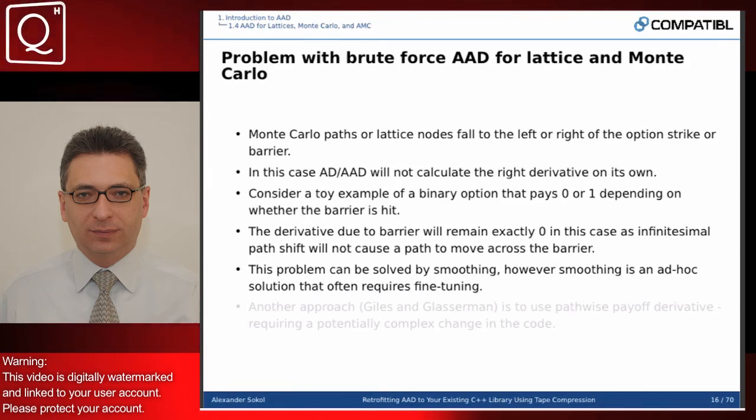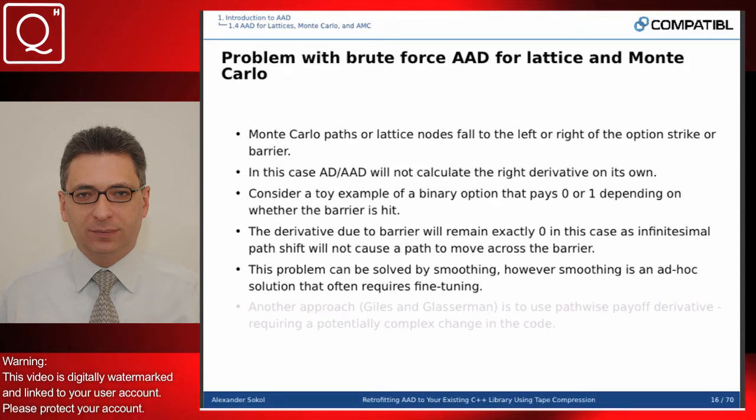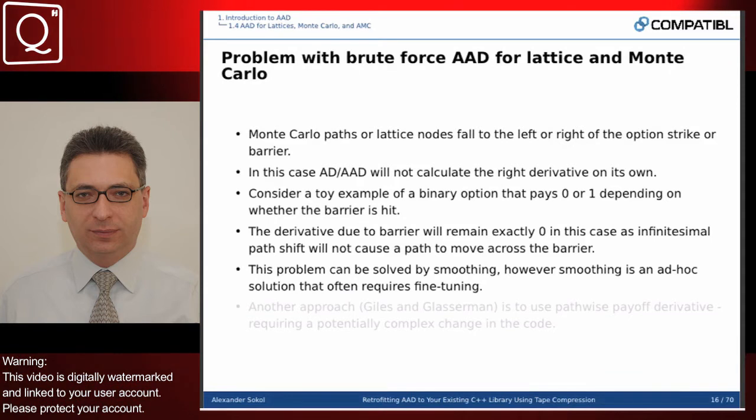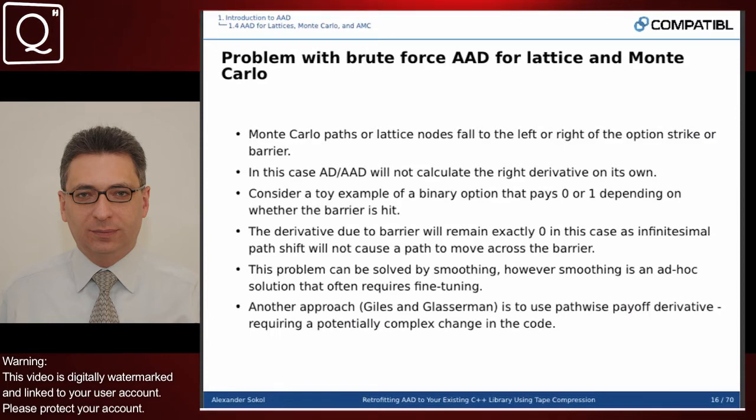This problem is normally solved by smoothing, and that requires some fine tuning. Smoothing essentially means not taking the sharp barrier, but making it slowly go from 0 to 1 over some period of time, such that enough paths fall in the middle. This is one solution. Another one is to use pathwise payoff derivative, which requires changes in the code.